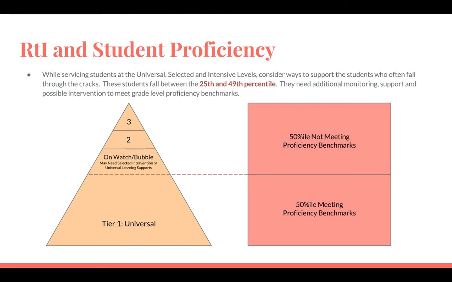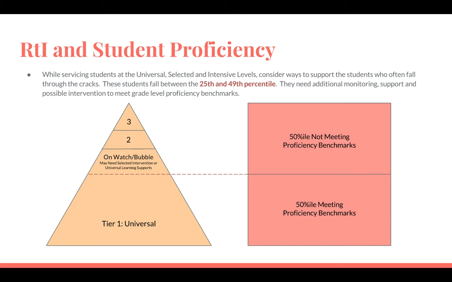These students may often see gains with strong differentiated instruction at the universal level, or they may need additional monitoring, support, and possible intervention to meet grade level proficiency benchmarks. While supporting all students in the classroom, these students could show the greatest level of growth out of all the students in the various categories.